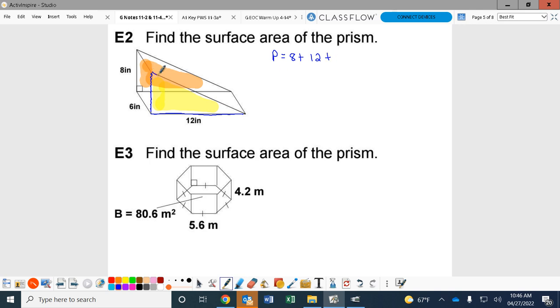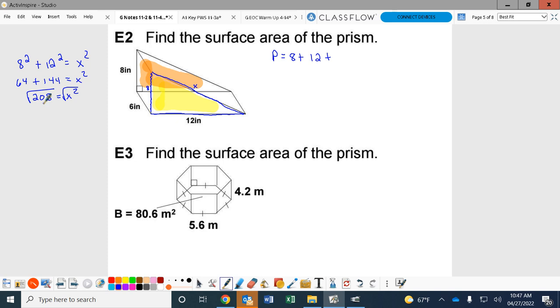Plus this distance right here. We don't know it. And if we don't know it, and we know 2 sides of a right triangle, and we need to find the third, what is it that we're going to do? Pythagorean theorem. It would be 8 squared plus 12 squared equals x squared. Okay, 8 squared is 64. 12 squared is 144. So what's 64 plus 144? 208 equals x squared.